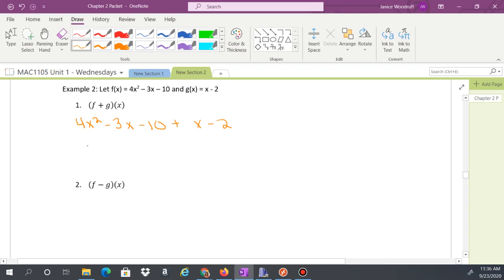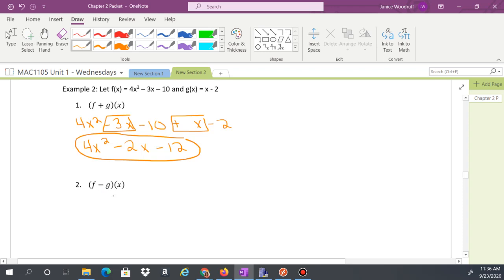Okay, so here I would do 4x squared. I've got like terms here, negative 3x plus x, negative 2x. And then negative 10 minus 2 would be a negative 12. And that's all I can do there.